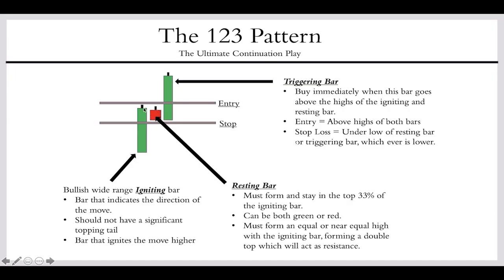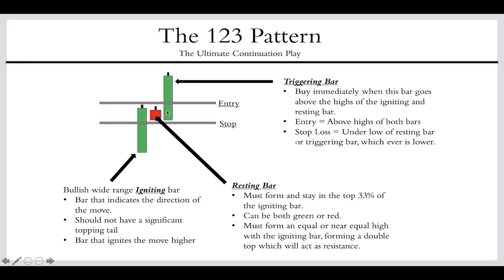So if it's equal highs between these two bars, great. But let's say in this case, the igniting bar is a little bit higher than the resting bar, right? You're going to place your entry above the highs of either these two candles. So whichever one is higher, that's where you're going to be placing your entry. And you're going to be placing your stop loss under the low of the resting bar, okay? Or under the low of the triggering bar, whichever one is lower, right?